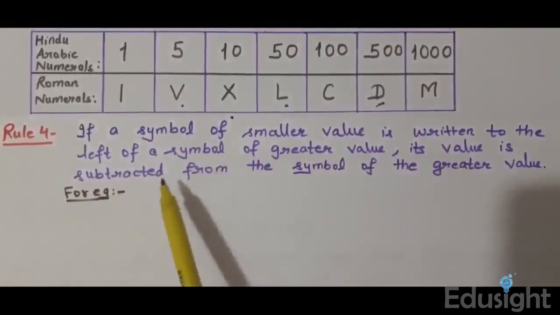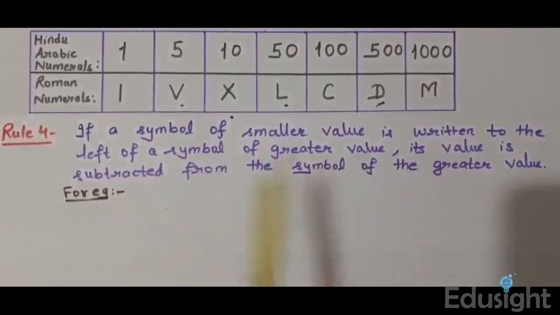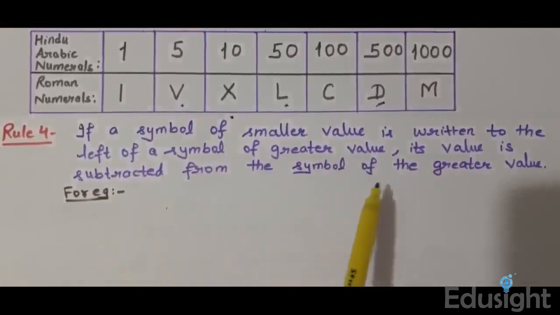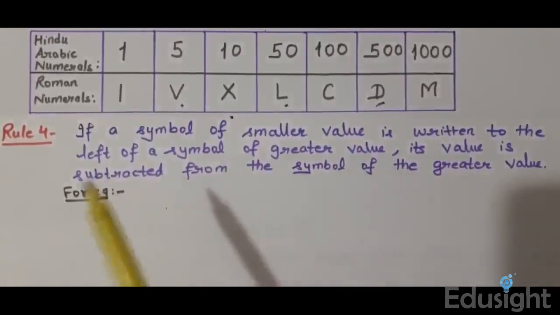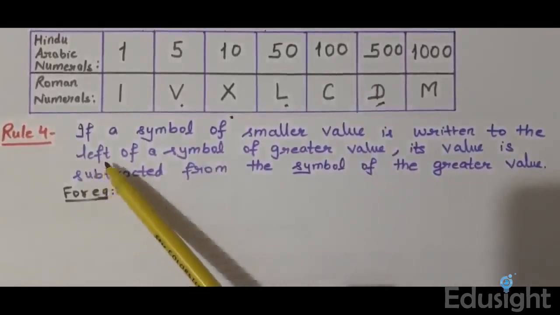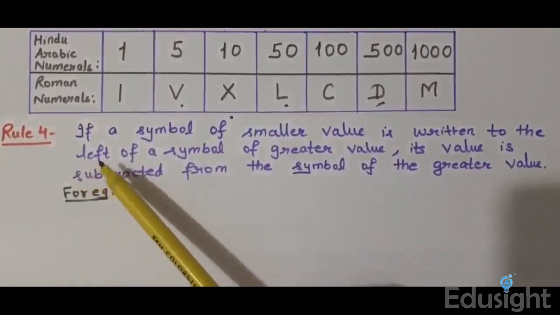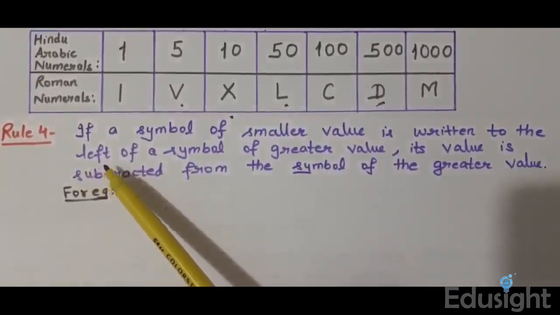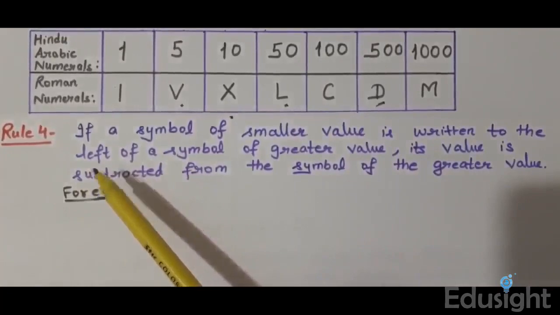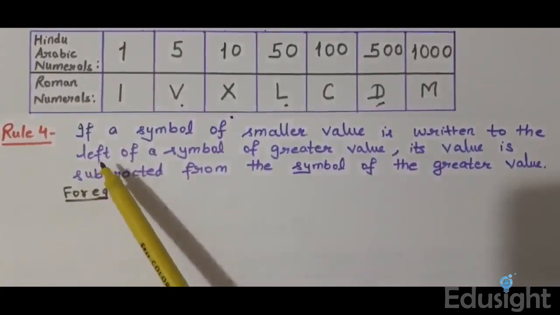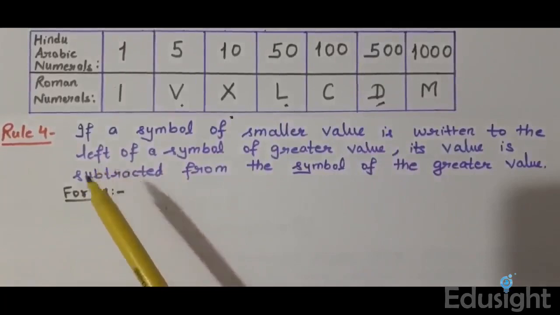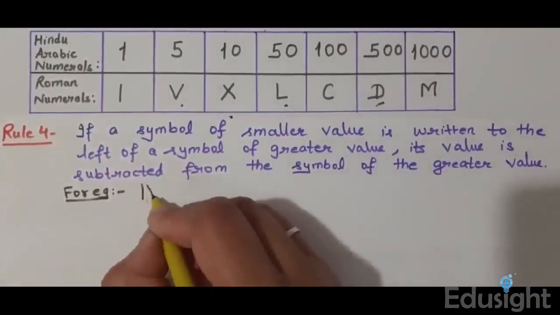And rule number 4: if a symbol of smaller value is written to the left of a symbol of greater value, its value is subtracted from the symbol of greater value. In the previous rule, we studied the right hand side, right? The symbol on the right hand side and the value gets added. Now here we will study the symbols on the left hand side and the values will be subtracted.